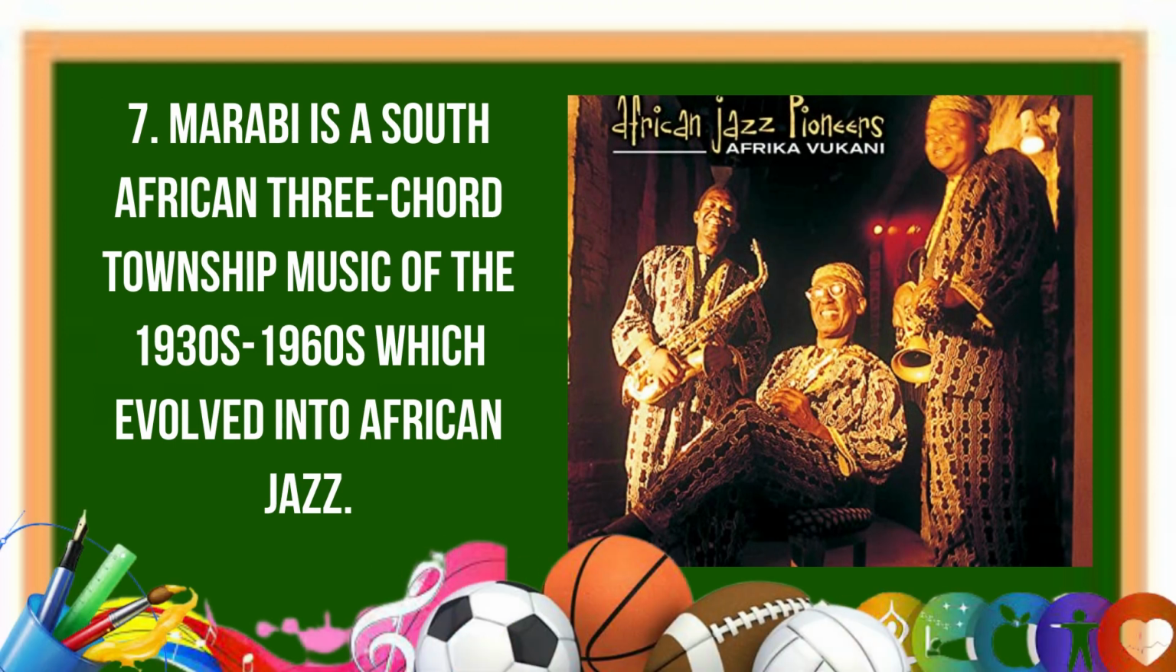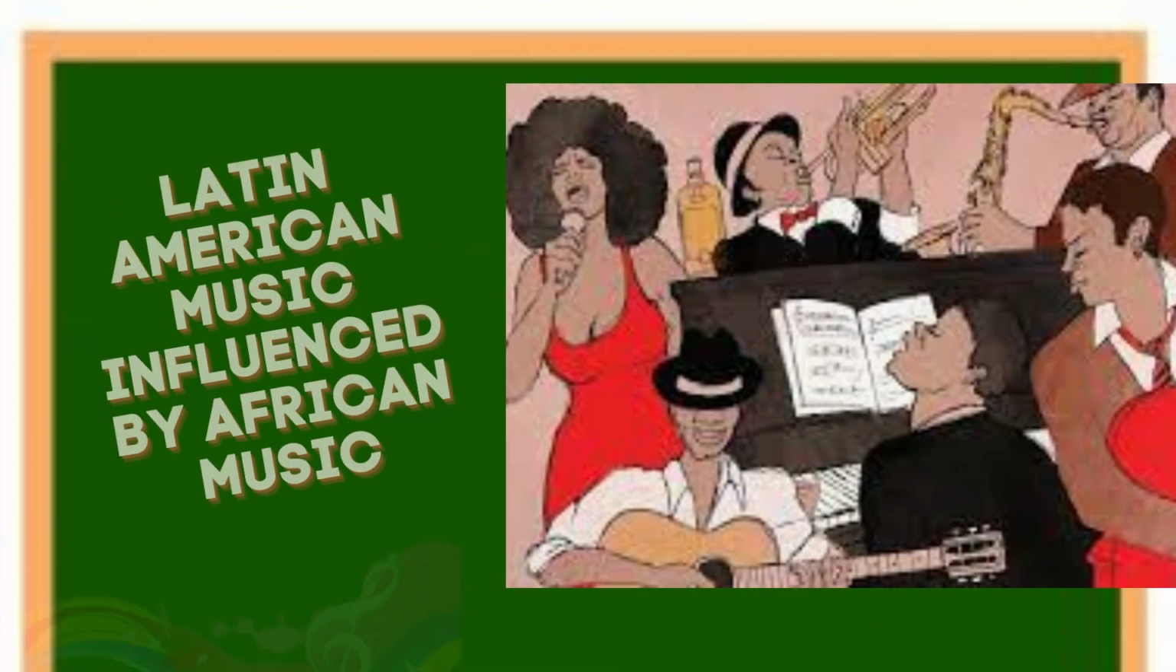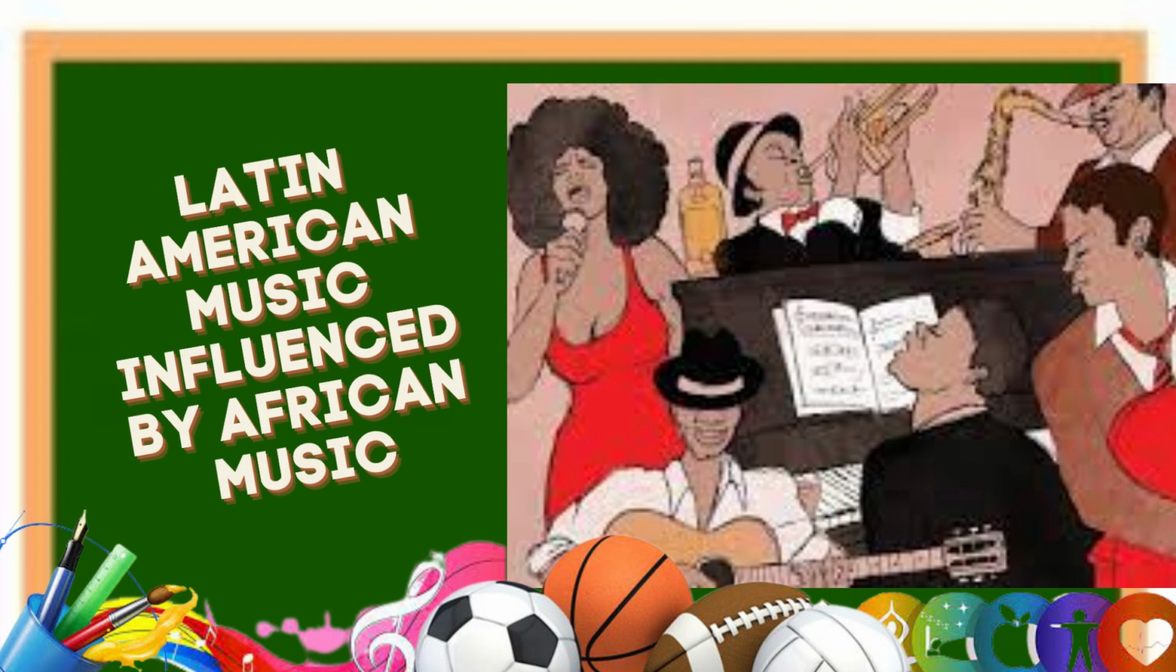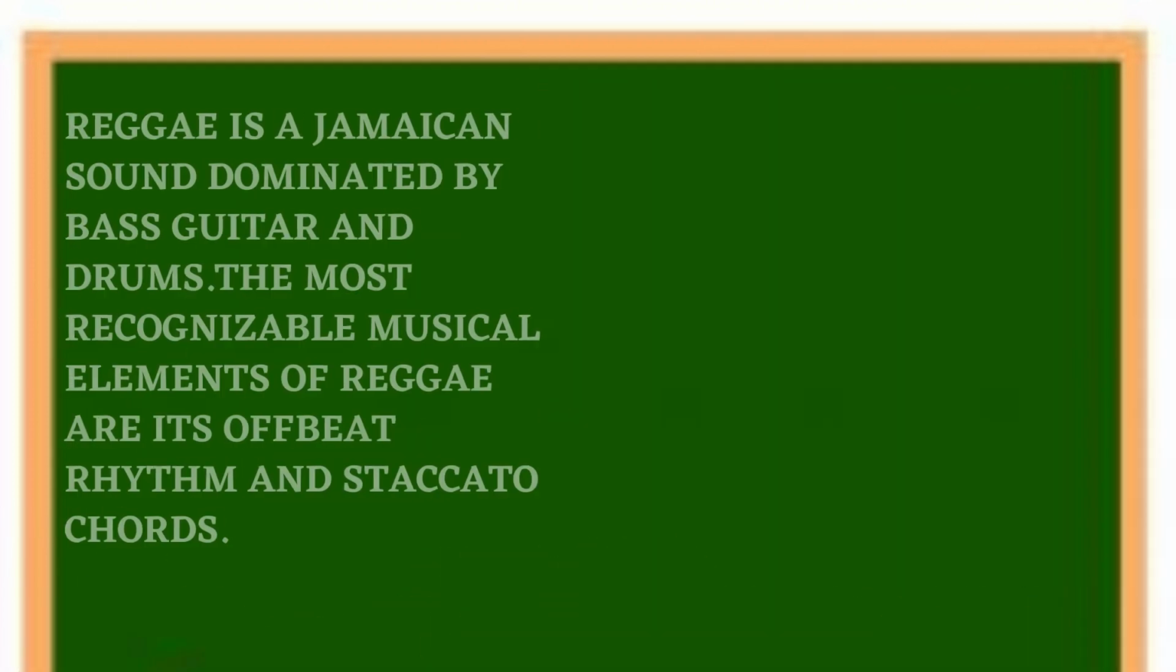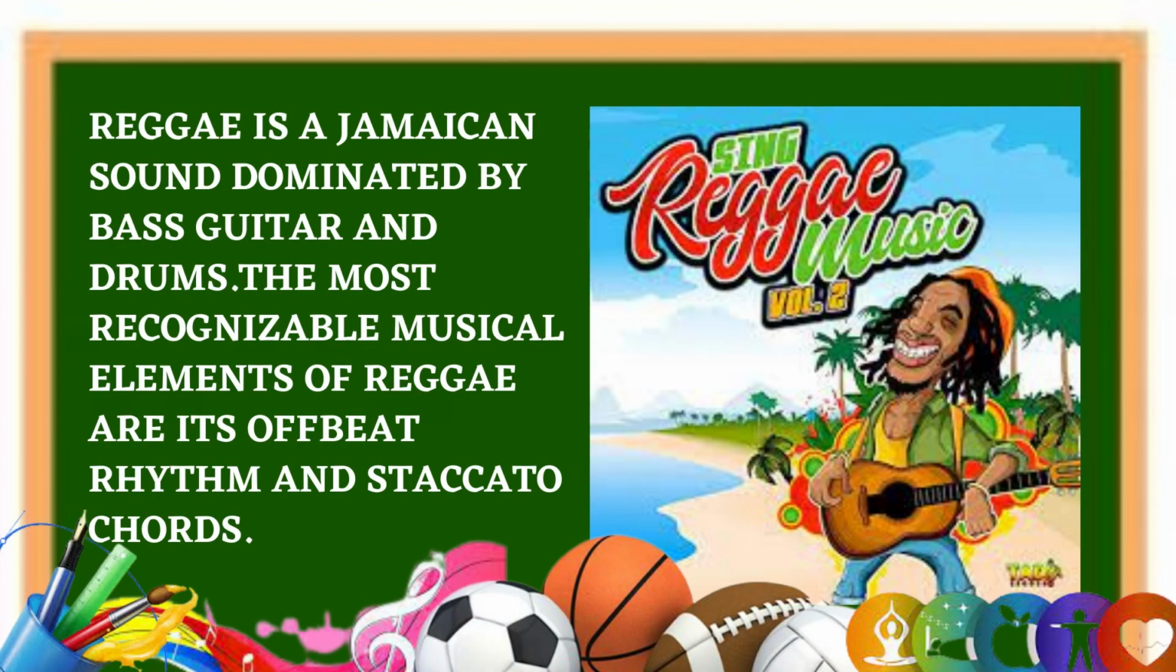7. Marabi is a South African three-chord township music of the 1930s to 1960s which evolved into African jazz. Possessing a keyboard style combining American jazz, ragtime and blues with African roots, it is characterized by simple chords and varying vamping patterns and repetitive harmony over an extended period of time to allow the dancers more time on the dance floor. Latin American music influenced by African music.